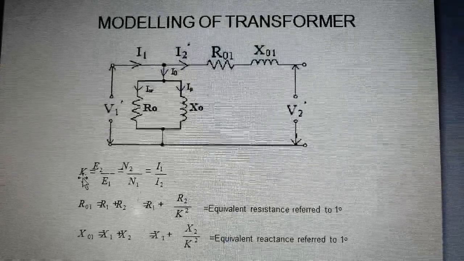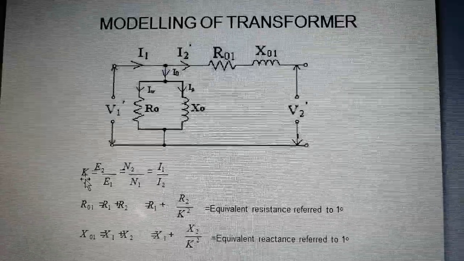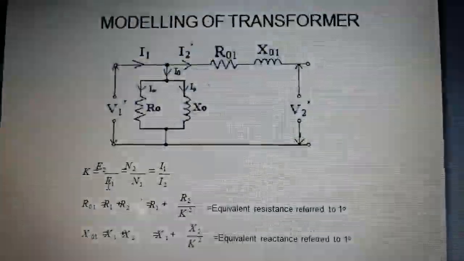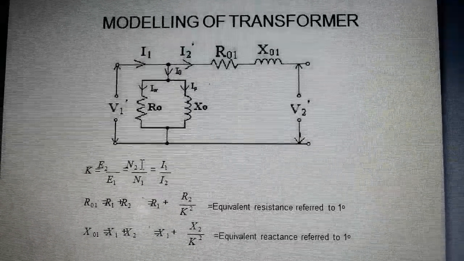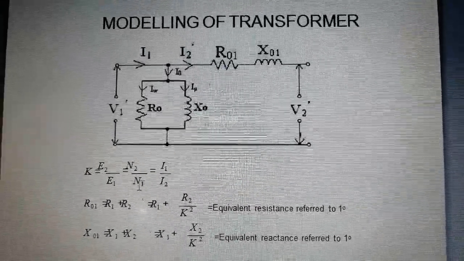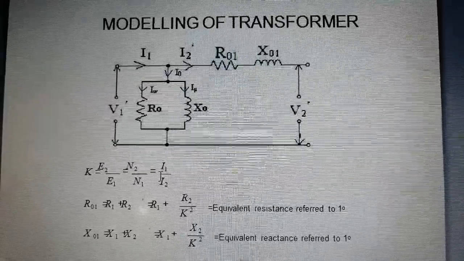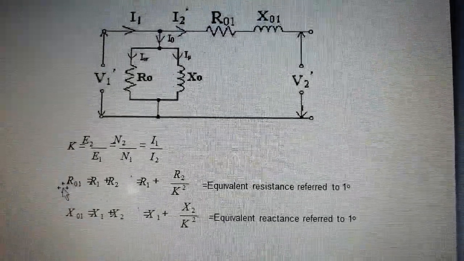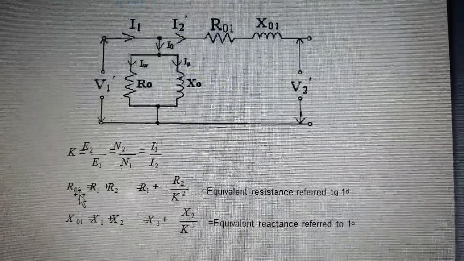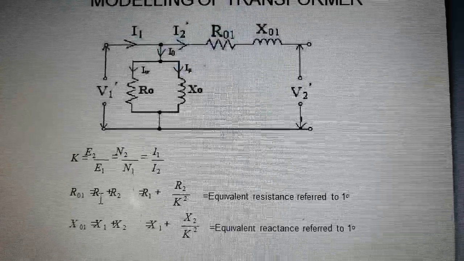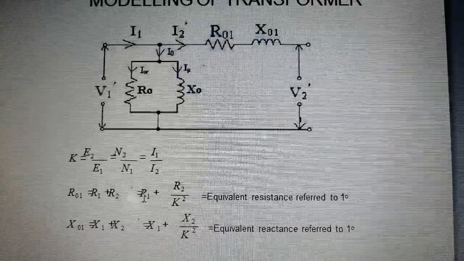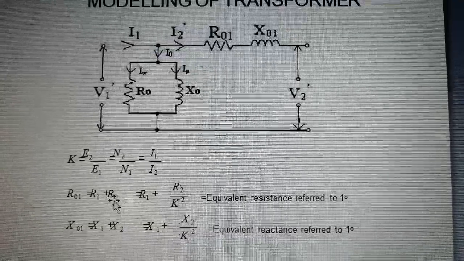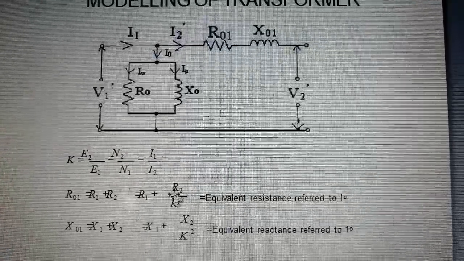K is the transformation ratio. We know transformation ratio is the ratio of secondary voltage to the primary voltage, or it can also be defined as secondary number of turns to primary number of turns, or the ratio of primary current to the secondary current. The total resistance of the transformer as referred to primary is primary resistance plus secondary resistance, which is equal to R1 plus R2 divided by K square, the secondary resistance as referred to primary.